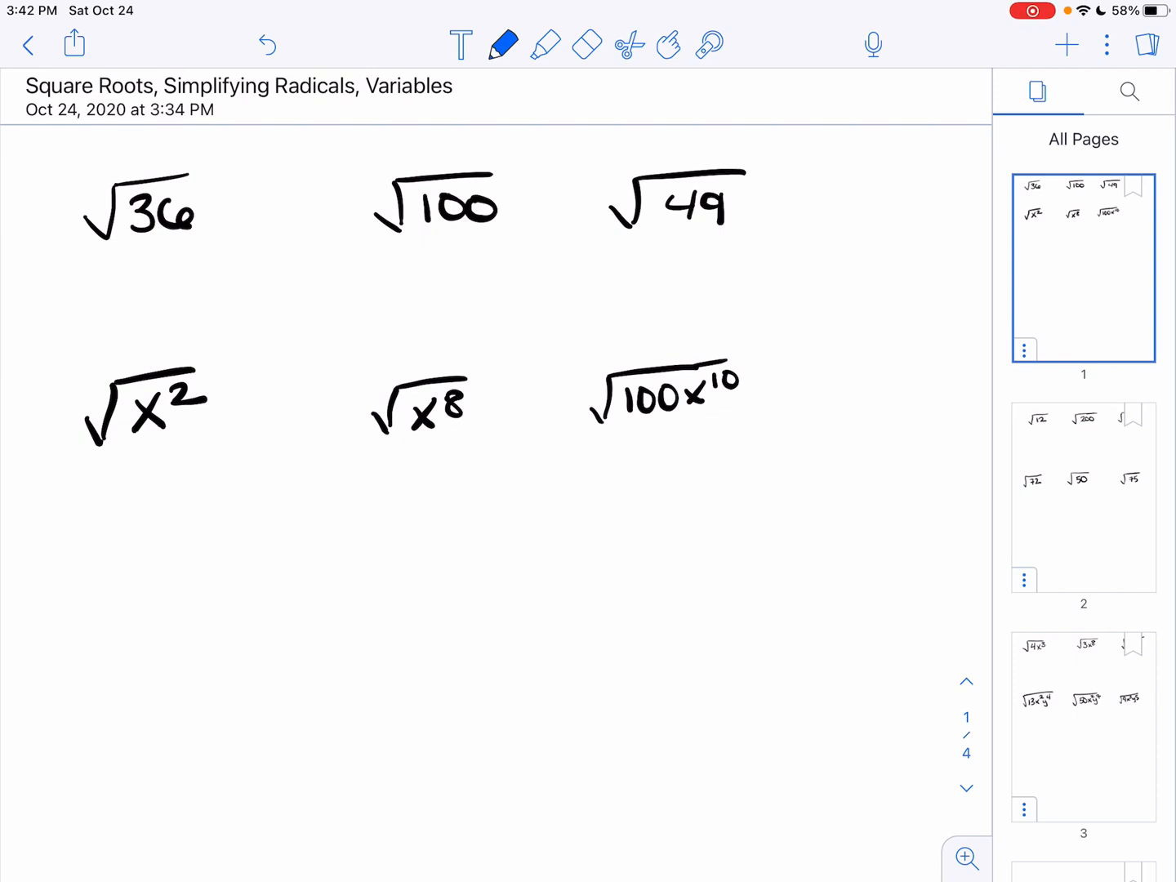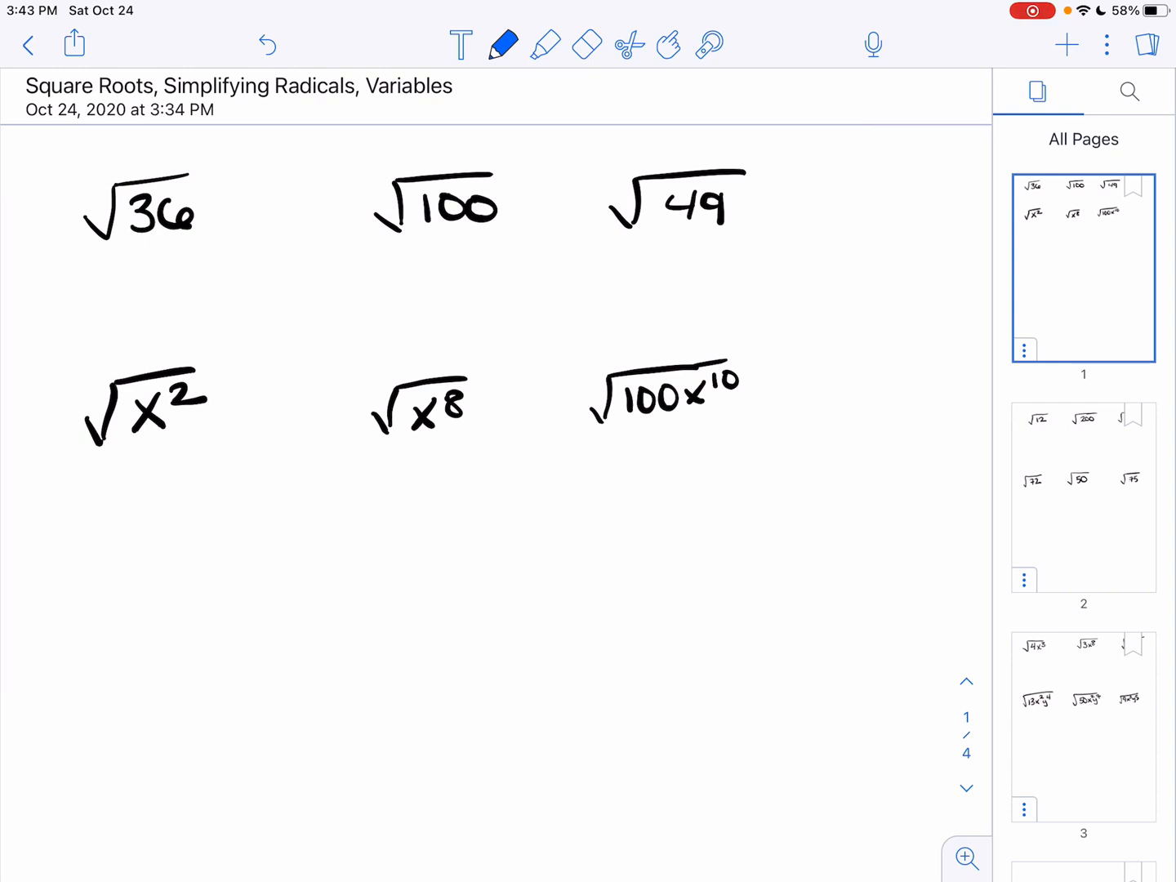In this video, we're going to talk about how to simplify square roots, simplify radicals, and even ones that include variables. So, just to start off real quick, a square root. To find a square root, we need two things that are the same that multiply to get to that thing. Okay, what does that mean?